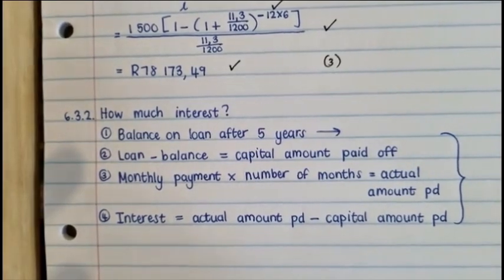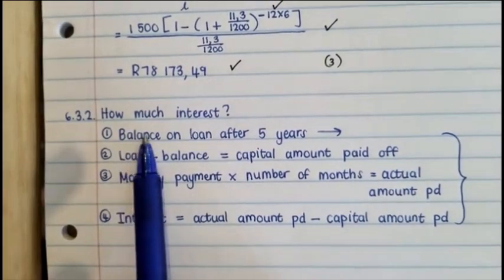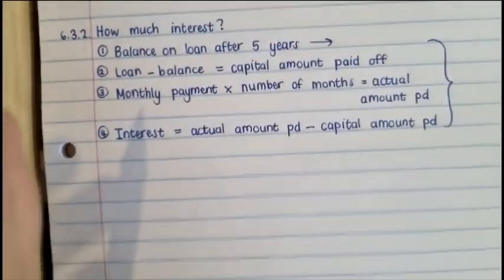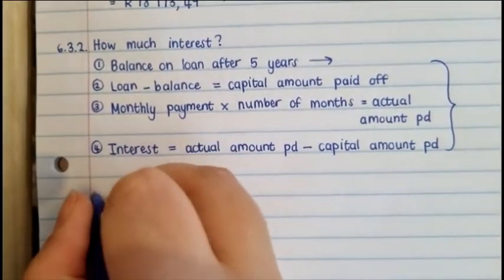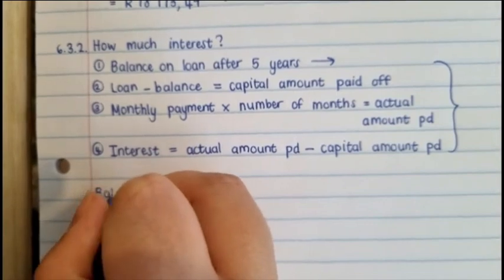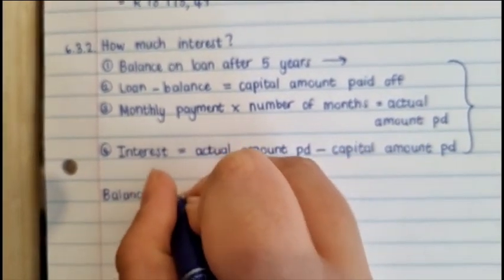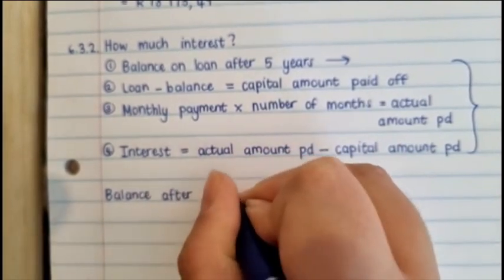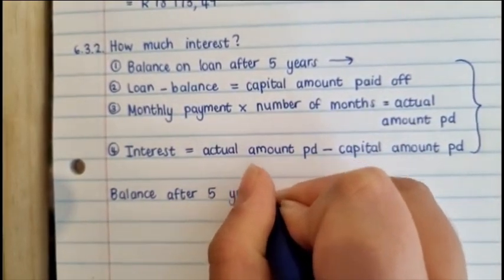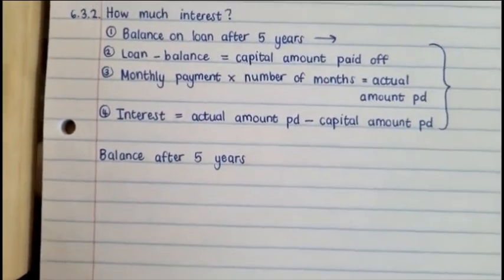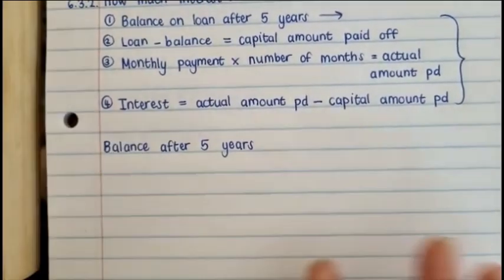So, okay, 6.3.2. How are we going to start this off? We need to find the balance on the loan after 5 years. All right, so I'm just going to move this down. So, step 1. Balance after 5 years. Now, this formula is not on the formula sheet. This is one that you have to memorize. You have to remember this formula.